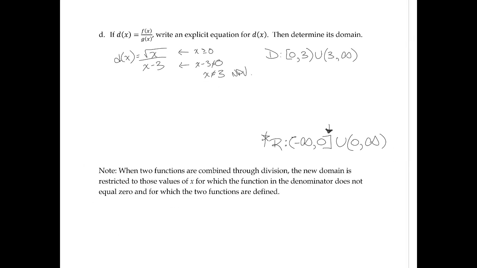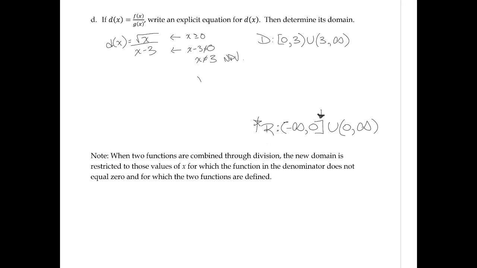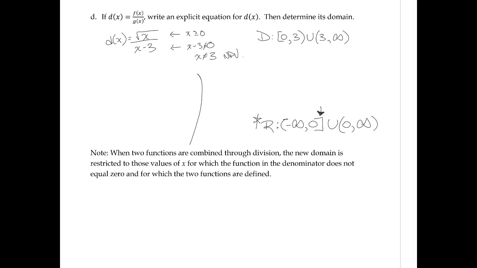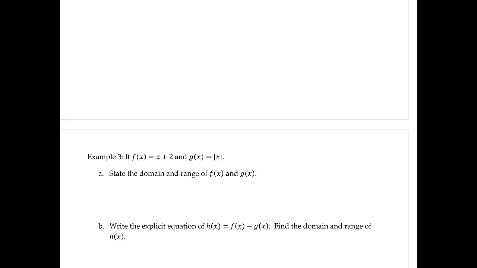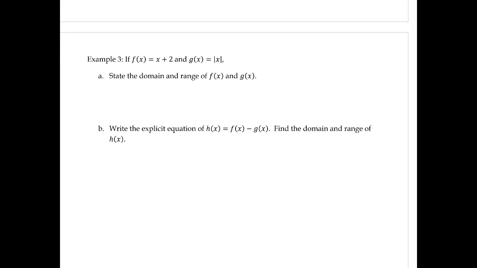So the new domain is restricted to those values for x which the function in the denominator does not equal 0. And so this is basically what's coming from our non-permissible value. And we still have to use the functions like in where they are defined originally based on our original domain.